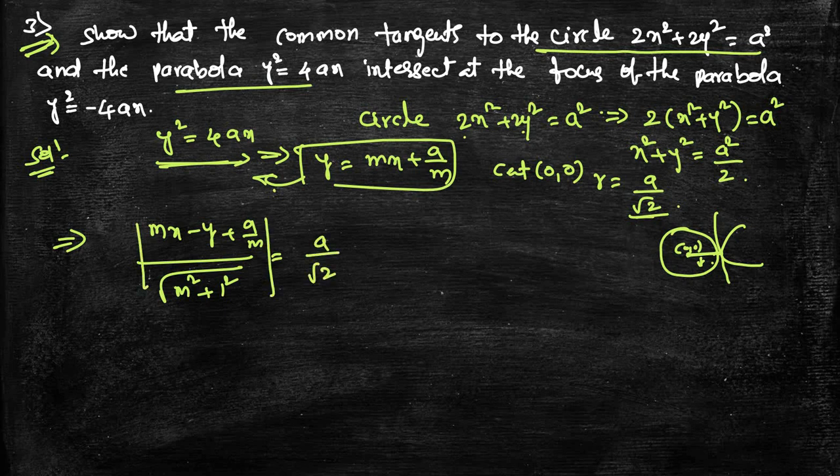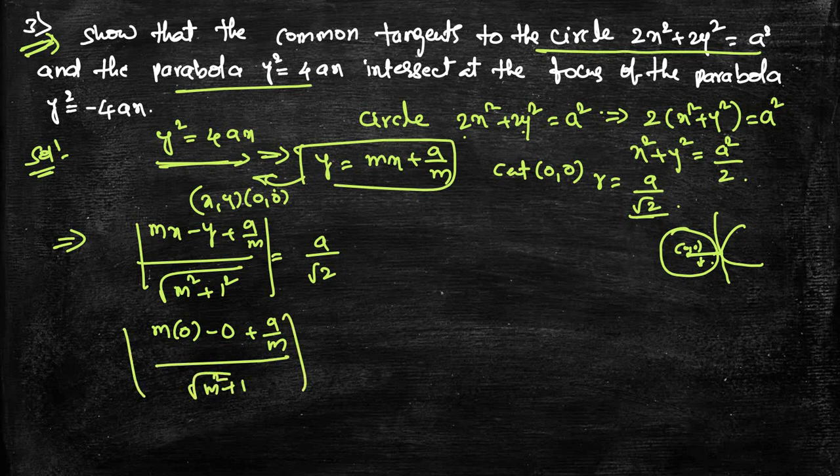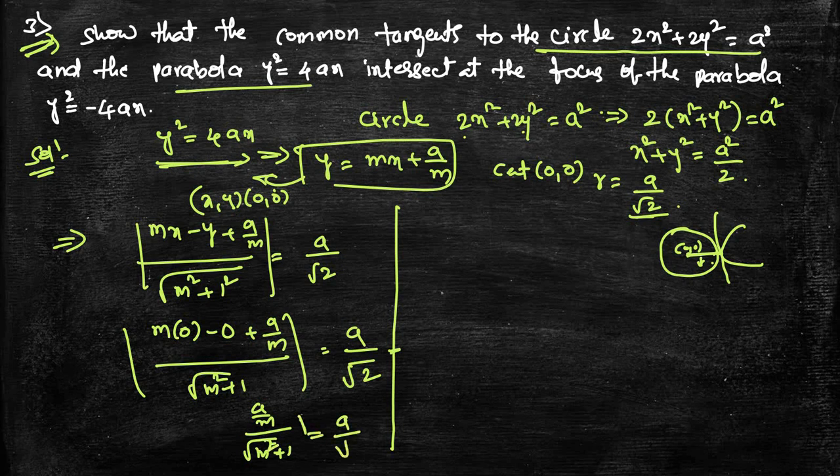This is mod. Substituting x, y as 0 comma 0, the center, it becomes m into 0 minus 0 plus a by m, divided by under root of m square plus 1, mod, is equal to a by under root 2. So from this we can write a by m divided by under root of m square plus 1 is equal to a divided by root 2.